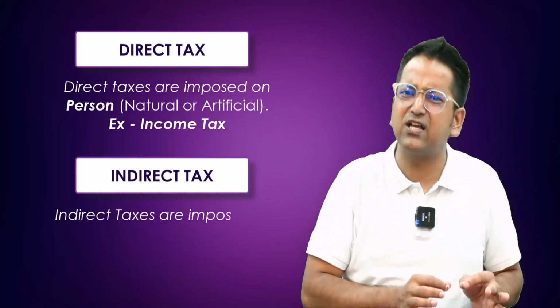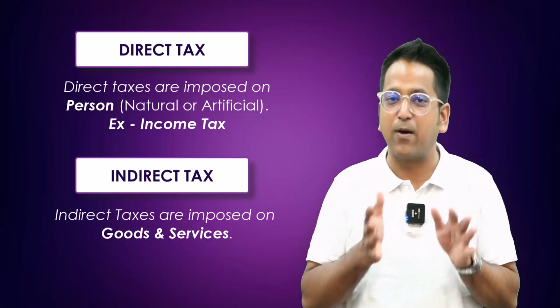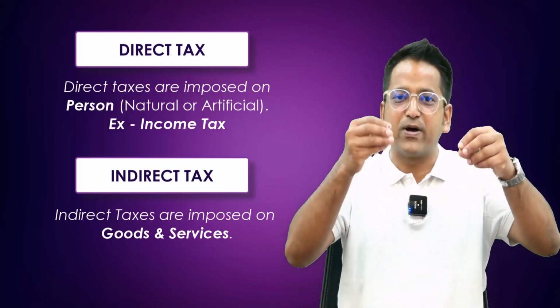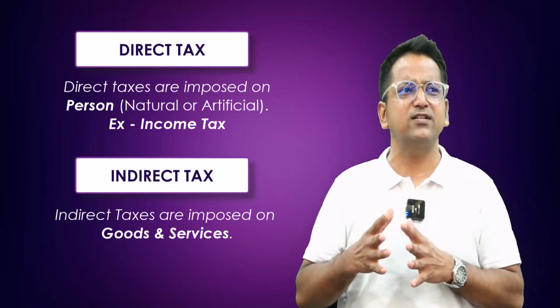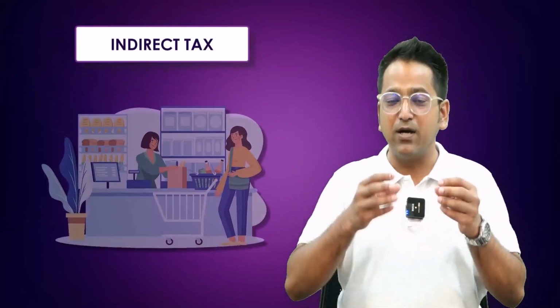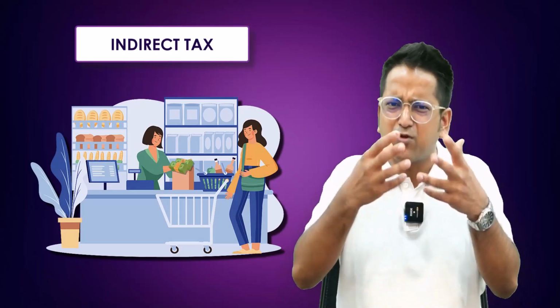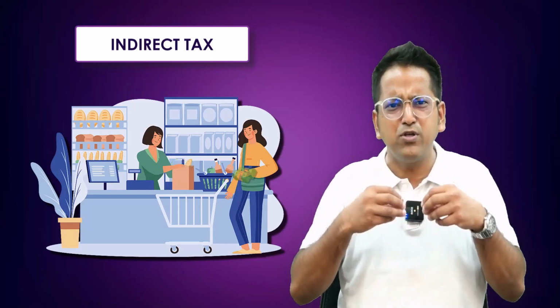The tax levied on goods and services is considered to be an indirect tax. So, what have you understood? Tax imposed on individuals is direct tax, and tax applied on goods and services is indirect tax. When we buy any of the goods and services, we pay the tax straight to the seller from whom we have purchased the goods and services.